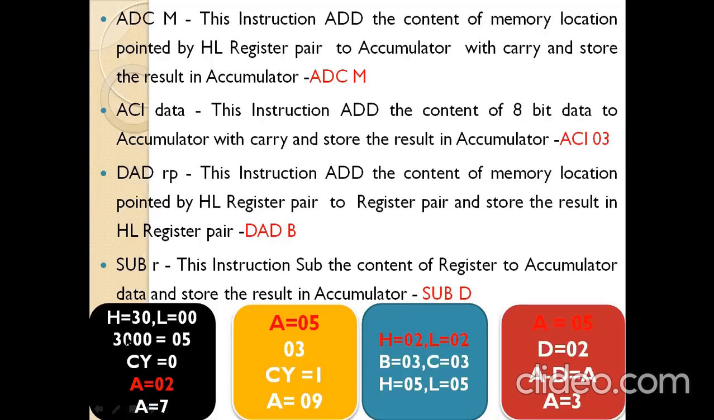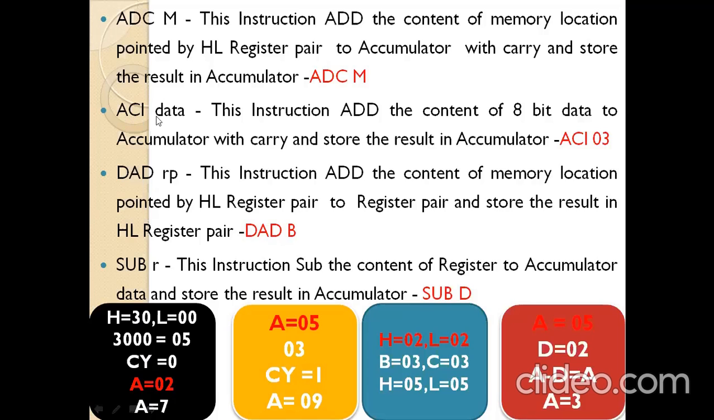M represents the memory pointer. Memory pointer means the H value is 30, the L value is 00. Both will combine and you will get one address. That address is 3000. The 3000 address memory location value is 05. The A value is 02. Carry is 0. A plus carry plus memory data is equal to 7.